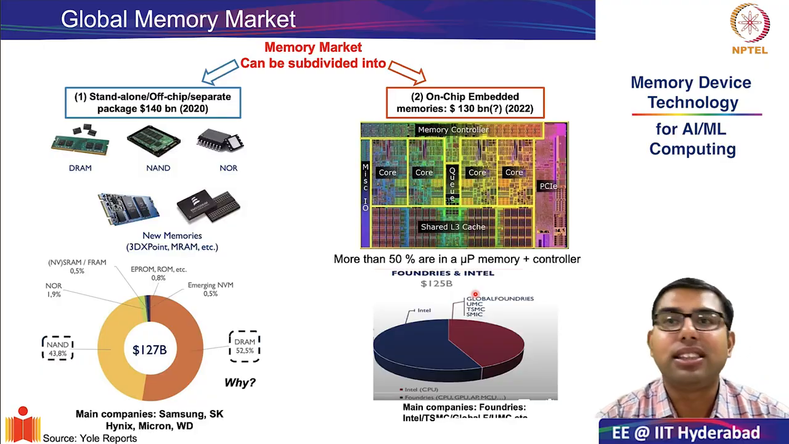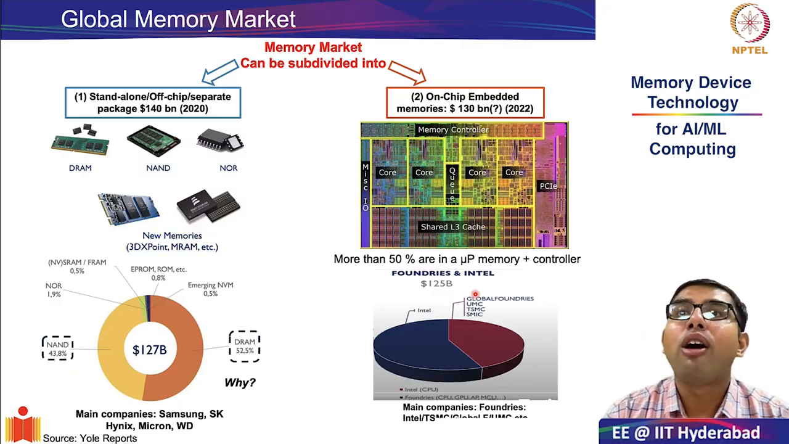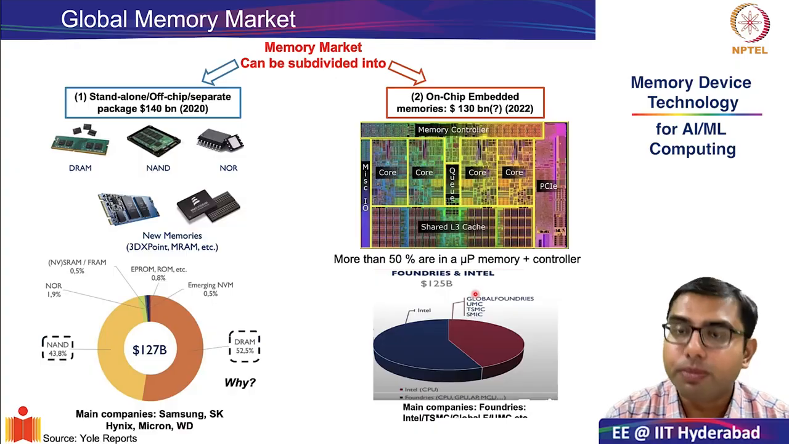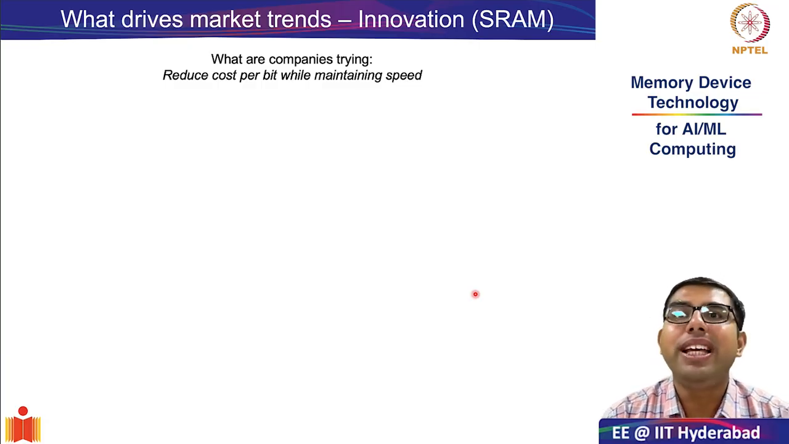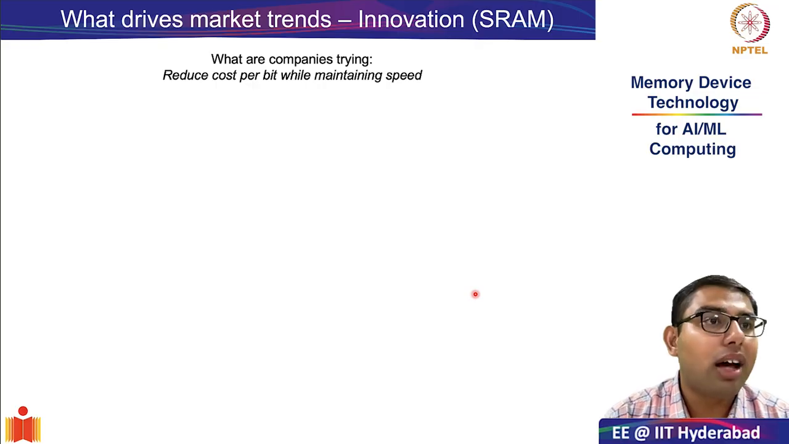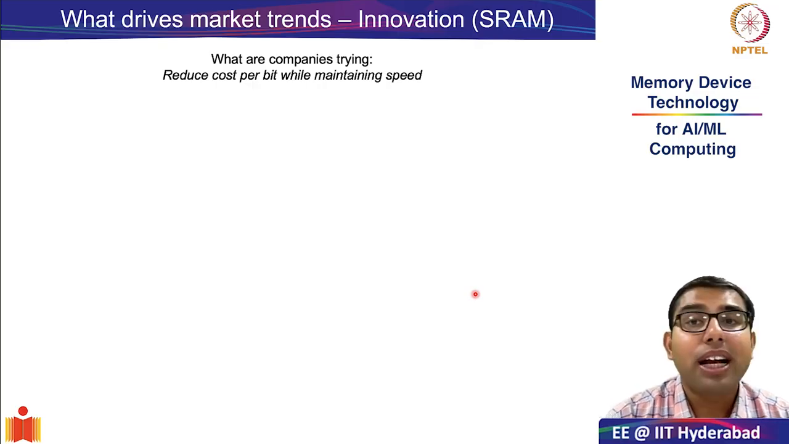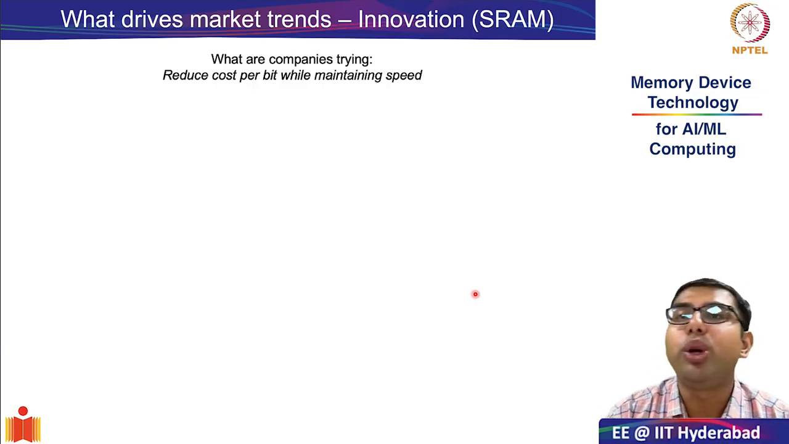Okay, so in essence, what we saw was memory market cannot be restricted only to its off-chip or standalone components. There is a big component of memory footprint within the logic subsystem also. With this, let us try to evaluate or understand where different companies are trying to innovate such that they can get larger and larger share of the semiconductor memory market pie. So what are companies essentially trying to do?